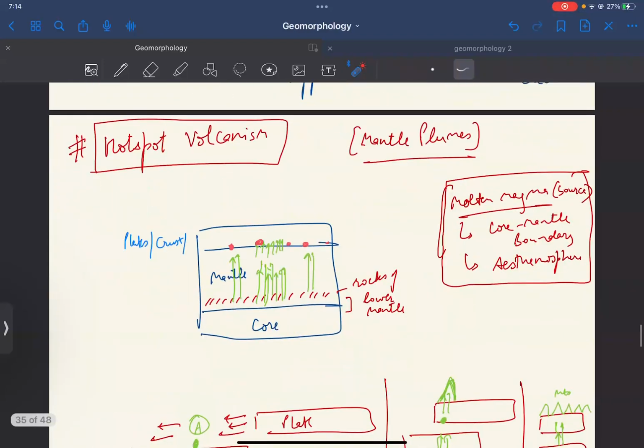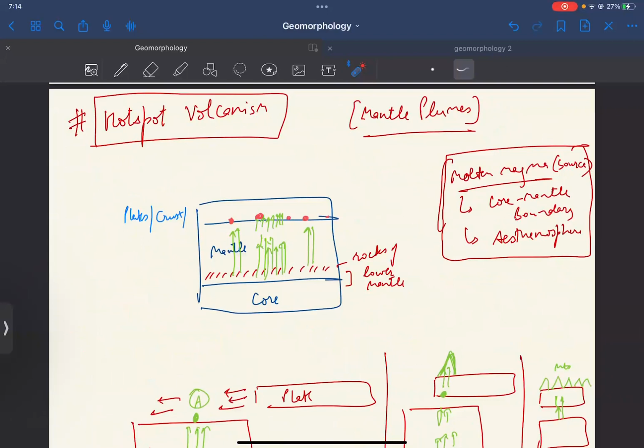All right. Then we study hotspot volcanism. What is hotspot volcanism? In this also volcanic activity is taking place, but the spots are fixed across the surface of the earth. So as the plate moves over them, lava will come out from these fixed spots as new plates move over it. So lava will come out and make cracks on the plates and erupt on the plates.